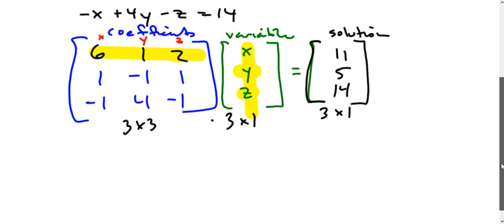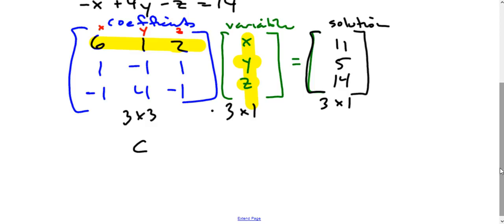What I do when I have this is call it C times X equals S, where C is for coefficients, X is for variables, and S is for solutions. We want to solve for X. To solve for X, normally we would divide by C. Well, we can't divide by matrices, but what we can do is multiply by the inverse to get an identity matrix. Order does matter here. We're going to multiply this matrix C by its inverse to create an identity matrix, which essentially is 1.